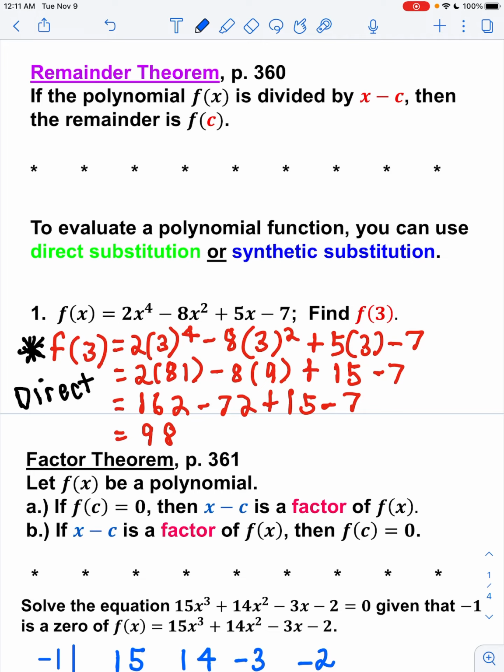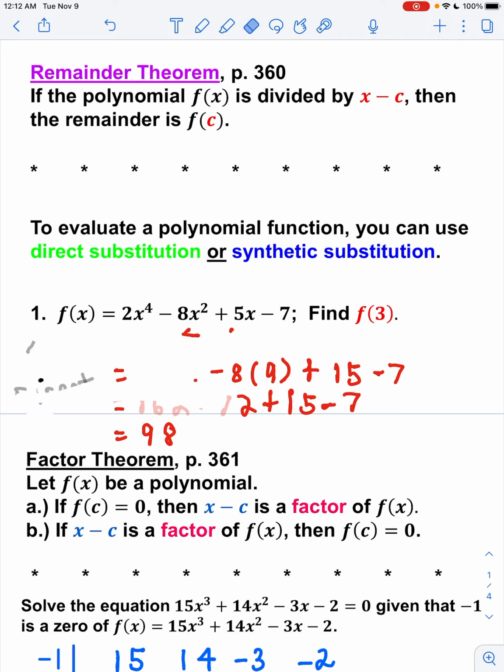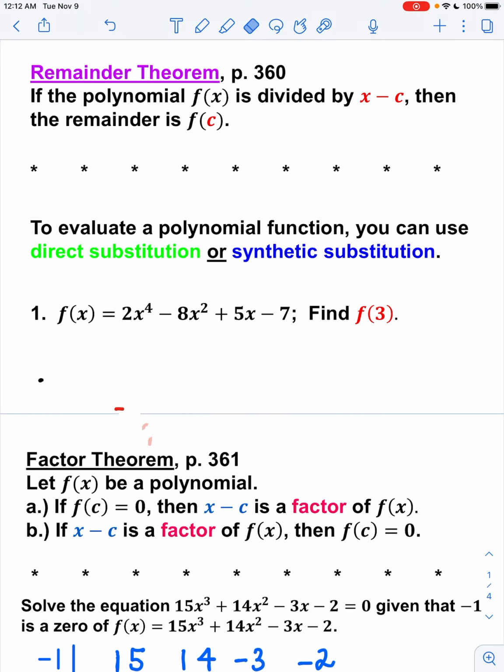If you look at problem 1, I've shown you direct substitution in case you've forgotten what that looks like, where I input 3 each time the variable x occurs in the function, and you can see we've gotten 98 as our outcome. Now, I'm going to erase that and do the same problem using synthetic substitution. And of course, that will look a little different.